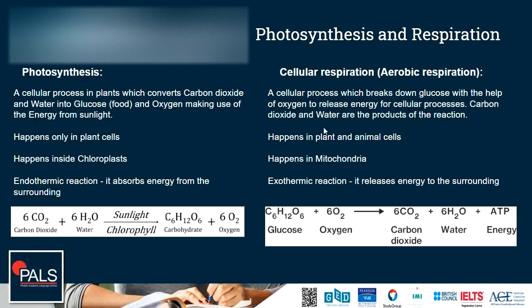Whereas aerobic respiration happens inside plant and animal cells. Both cells need to be able to break down their food, their glucose, and it happens inside the mitochondria, at least aerobic respiration. Aerobic respiration means it makes use of oxygen to break down the glucose, and this happens in the mitochondria of a cell. It's an exothermic reaction because it releases energy to the surroundings. In this case, glucose is broken down with the help of oxygen.